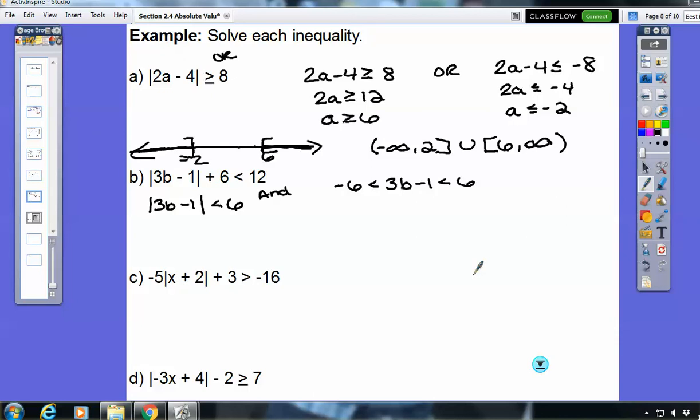Okay, what do we do? Add one to both sides. So that would give me -5 is less than 3b is less than 7. Divide by 3. Okay. Your final answer is the interval. If you need to, you can draw yourself a little sketch.